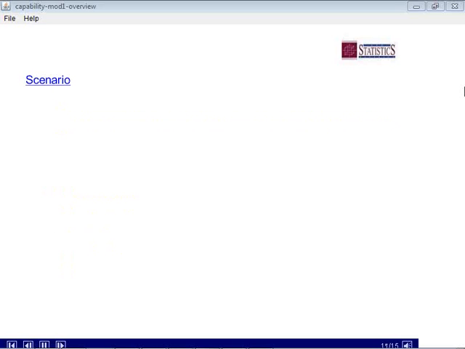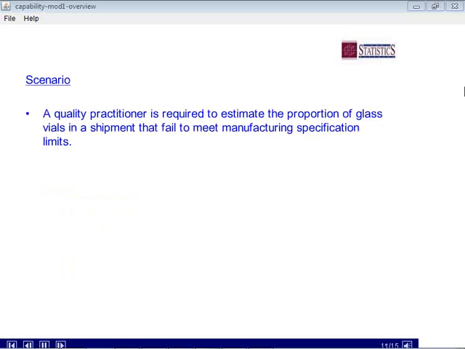So here is the scenario that we're going to be considering. There's a quality practitioner, and they're required to estimate the proportion of glass vials in a shipment that's failed to meet certain manufacturing specification limits. Okay, so think about it this way. We need a particular vial to fall inside certain limits.